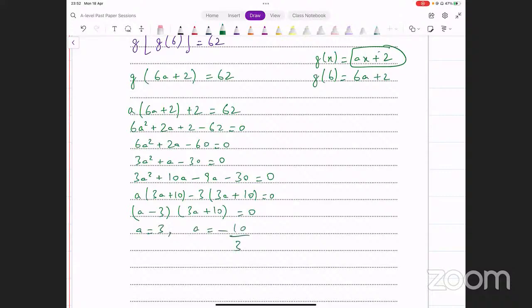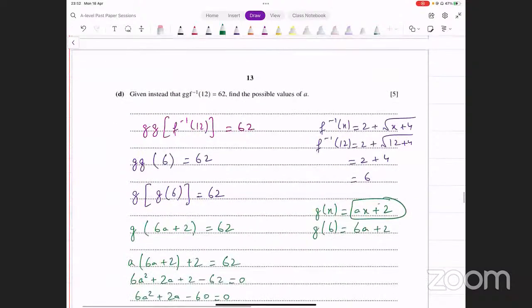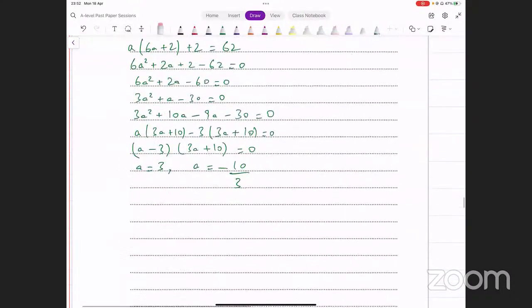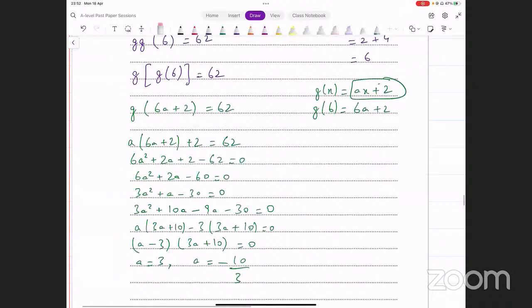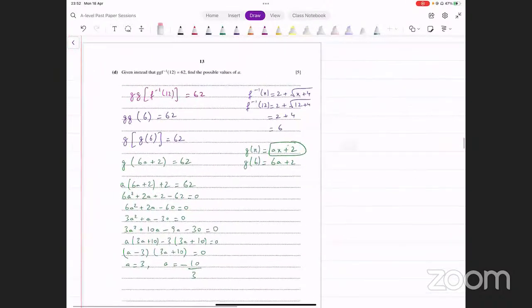Now again, let's check whether both values are possible. What did it say? Find the possible values of a. They are telling you that there will be more than one value of a. You have two values, and they are both going to be valid. So a equals 3 or minus 10 over 3. These two values are coming. So that's your final result. Let's move on. So this was part D. It was 5 marks.